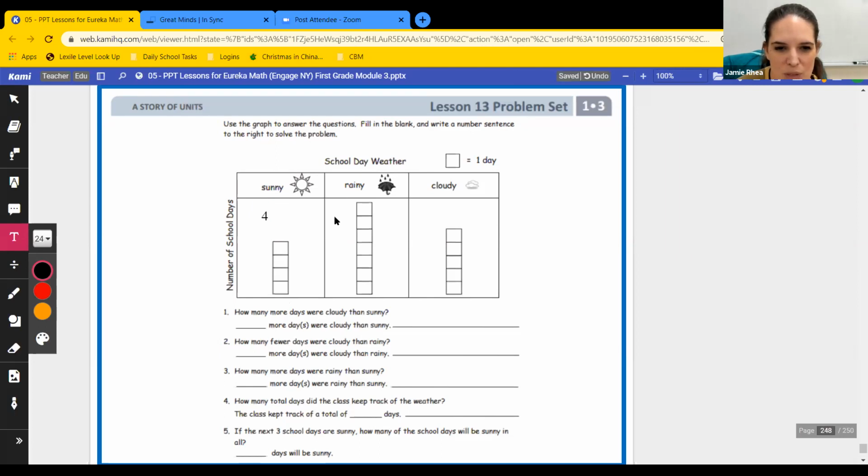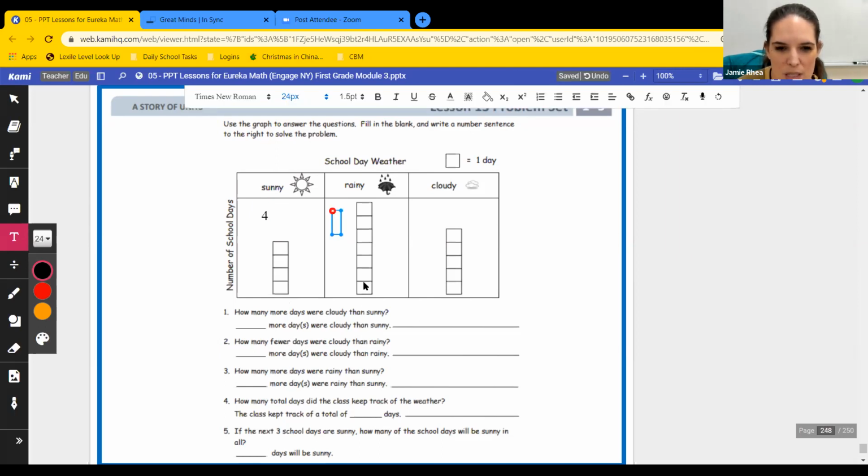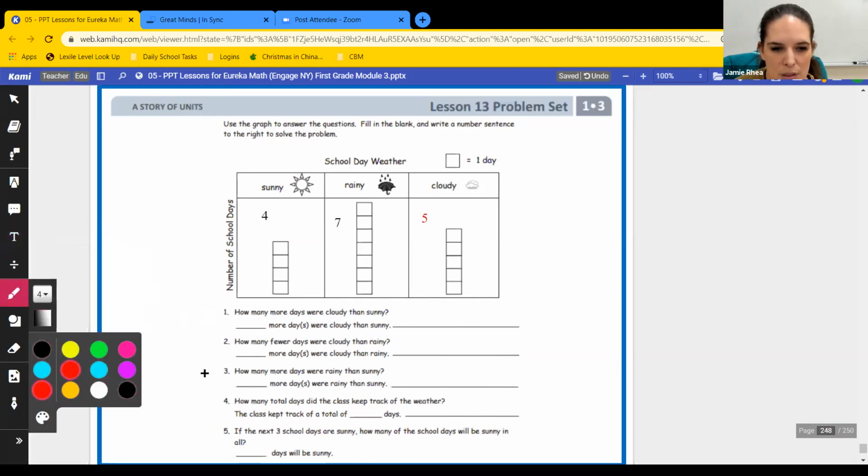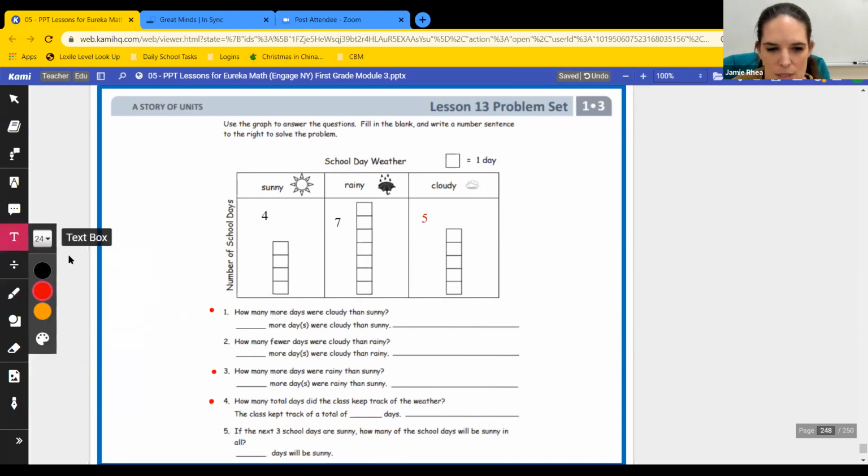How many days were rainy? 1, 2, 3, 4, 5, 6, 7. And how many days were cloudy? 1, 2, 3, 4, 5. Now, you're going to come down here and you are going to do number 1, 3, and 4. Okay, so let's look and see what it says.